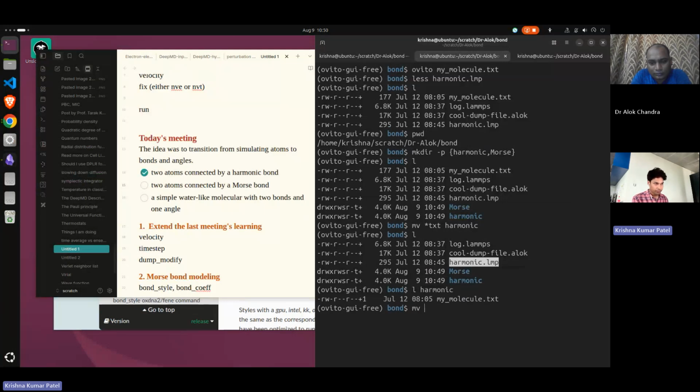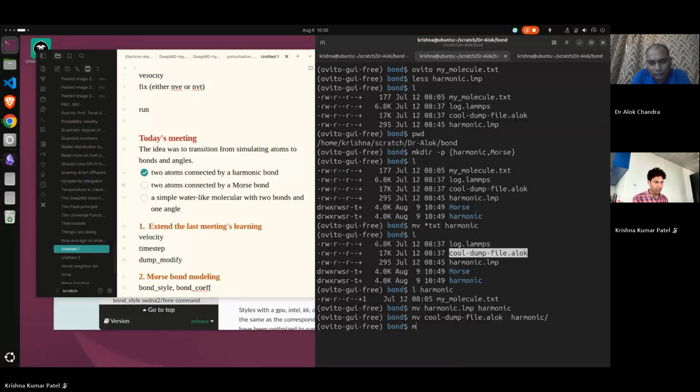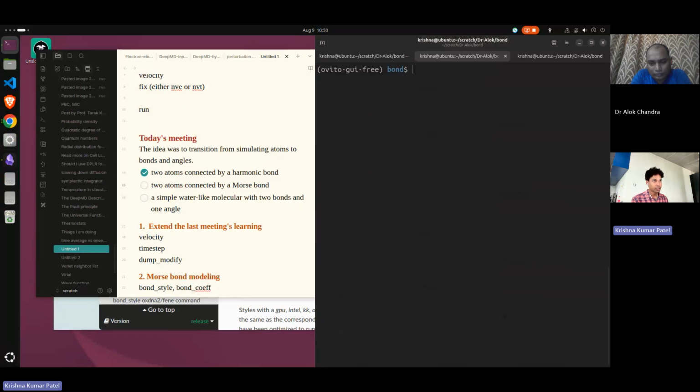So move harmonic.lmp to this directory and then move cool dump as well to this directory and then move log lamps also to this directory. Now it looks way much better. All the files are in this directory and this one is cleaned.